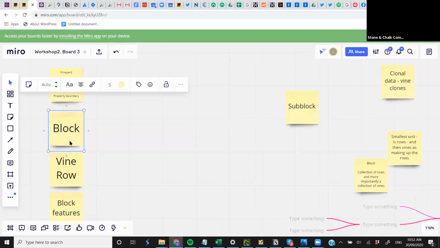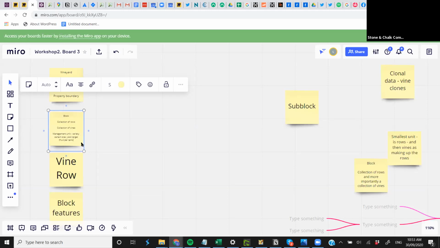Okay, excellent. And then a block, we had defined that as a collection of rows. And a collection of vines. Well, it's a management unit. A management unit as defined by how? Well, for example, it might be planted to a single variety. Or it might deliberately have been designed to be a certain size so that, assuming the yield target is met, it delivers the right amount of fruit to fill up X number of tanks at the winery.